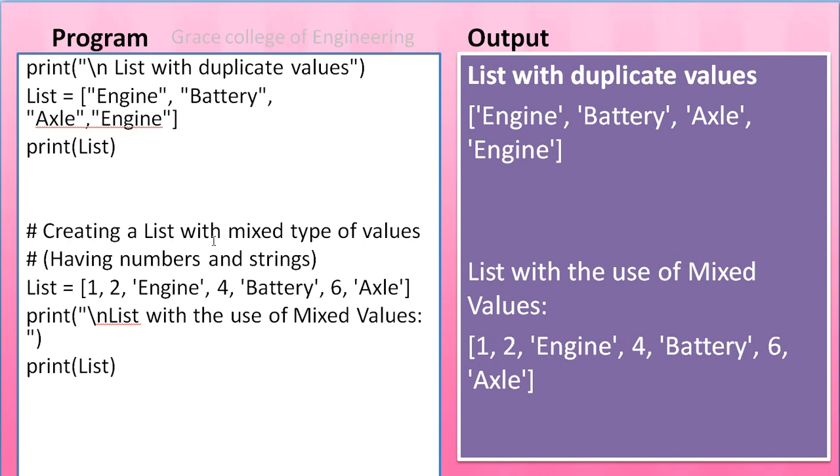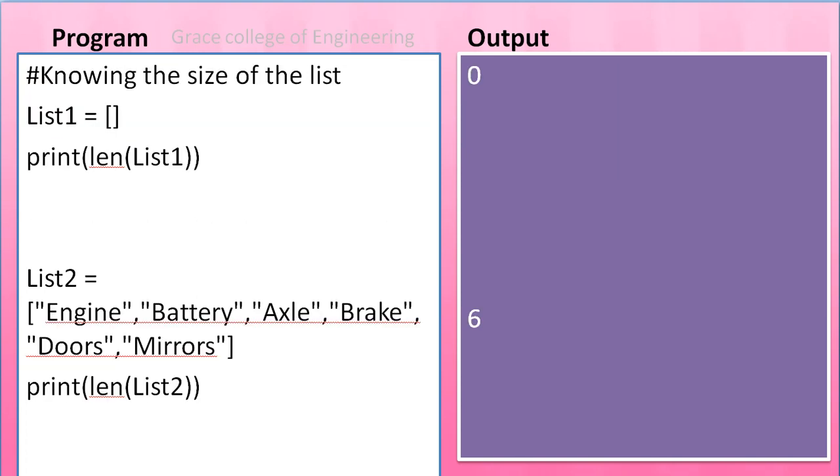Then creating a list with mixed type of values, that is integer, string, all the values will be taken. And next, knowing the size of the list. For that you can use the len() function. And next, len of list 2, that is the same thing. That is an empty list, you will get 0. And with the content, it is calculated and you will get 6 as the output.